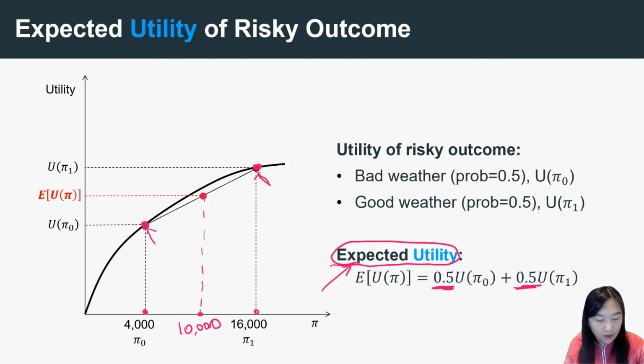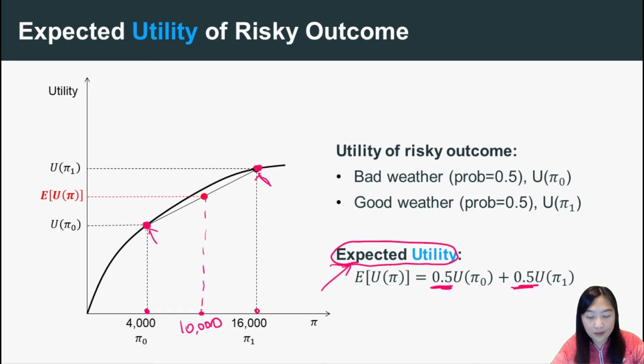However, it is not what you have seen in the previous slide. In the previous slide, it was the utility of expected profit. Whenever you say utility of something, that point is on the utility curve. However, here it's expected utility, so it's not on that curve.